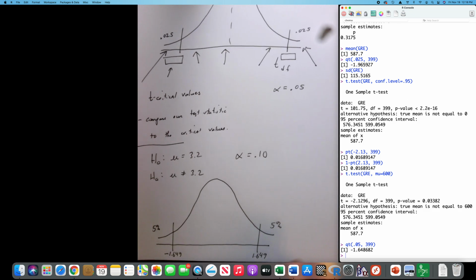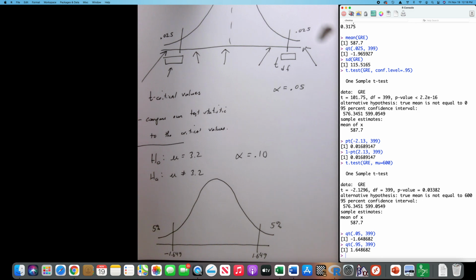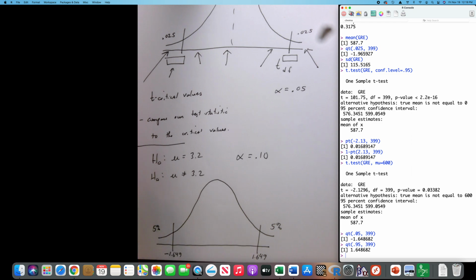If I want to verify this one, I use 0.95 because, again, I need area below. Now, don't confuse QT with PT. PT finds percentages and probabilities and proportions, right? QT finds the critical value.